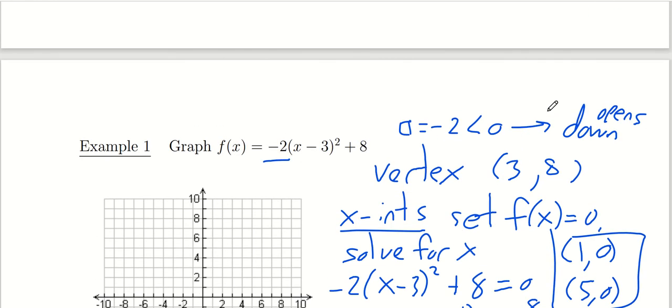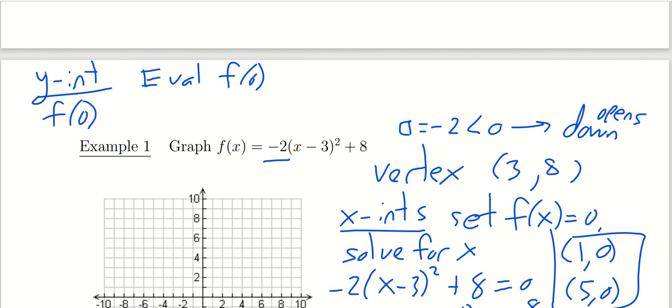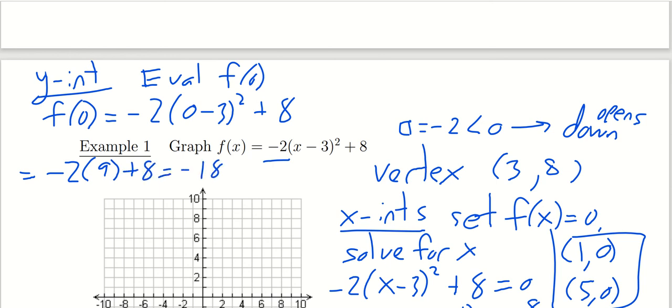Let's find the y-intercept. Recall the y-intercept is just an evaluation. To find the y-intercept, we evaluate f of 0. F of 0 is equal to negative 2 times (0 minus 3) squared plus 8. This is going to be equal to negative 2 times, 0 minus 3 is negative 3. Negative 3 squared is positive 9, plus 8. That's negative 18 plus 8, which is going to be equal to negative 10. So we get the ordered pair (0, negative 10).